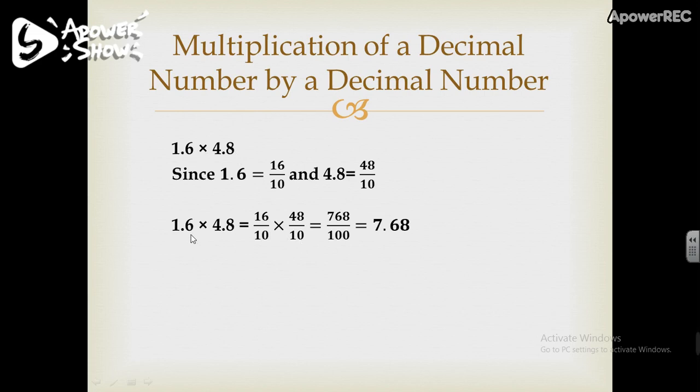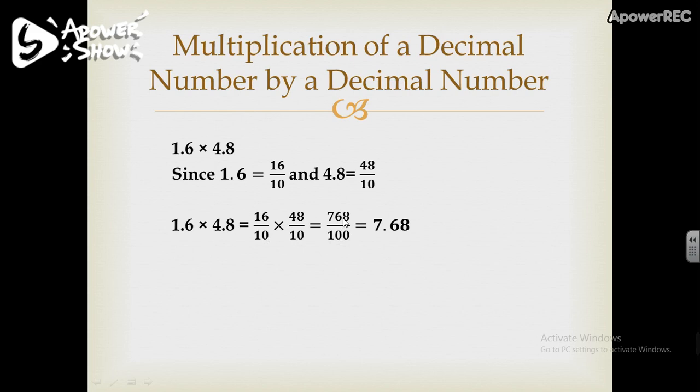Why? Because 1.6 multiplied by 4.8 is equivalent to multiplying 16 by 10 and 48 by 10, because 1.6 equals 16 by 10 and 4.8 equals 48 by 10. So now we have two fractions and we have to multiply them. Just multiply the numerator by the numerator and the denominator by the denominator. So 16 multiplied by 48 equals 768 and 10 multiplied by 10 equals 100.